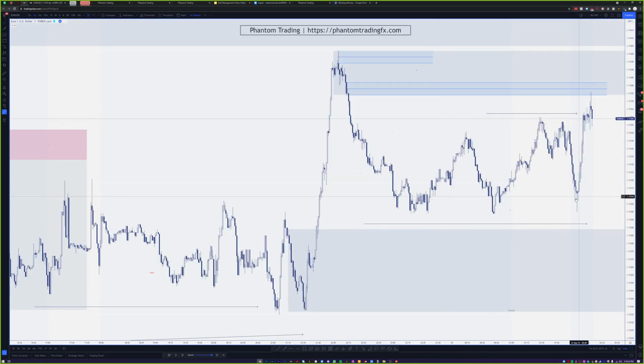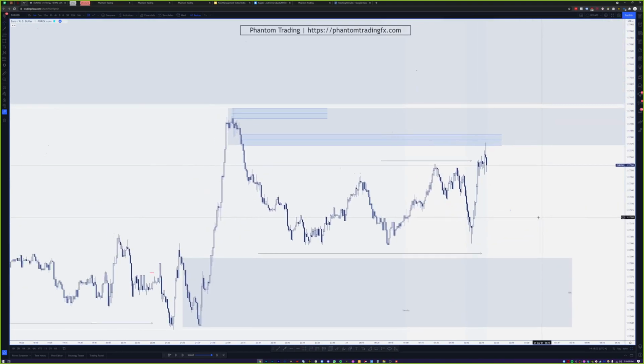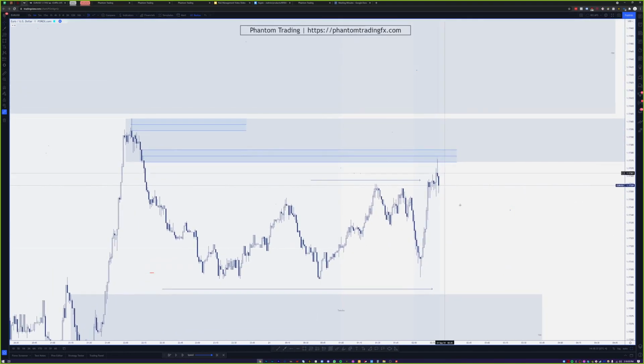Where are we in session? Frankfurt's here. We're at Frankfurt now, and we're quickly approaching London Open, which is 3 a.m. Eastern Standard, 8 a.m. British Summer Time, right? Alright, we tap into this.